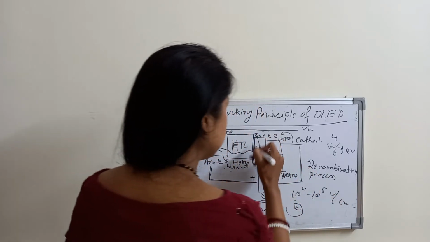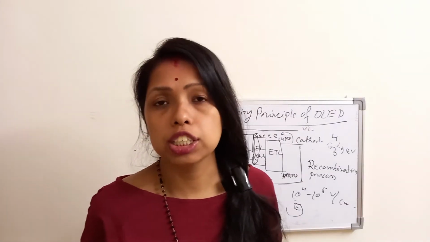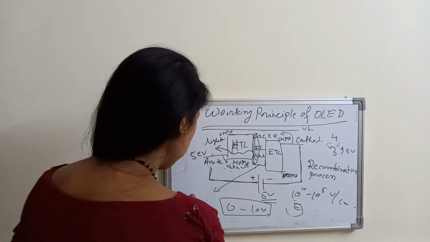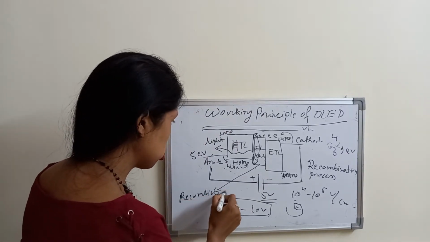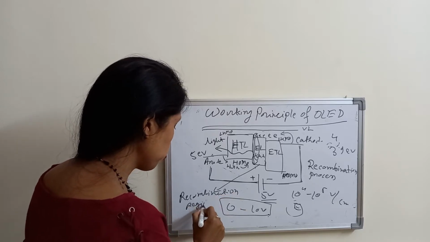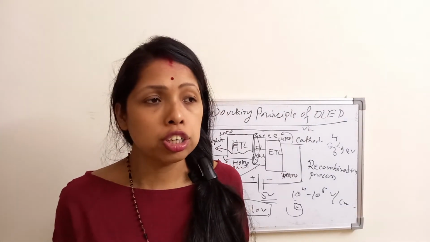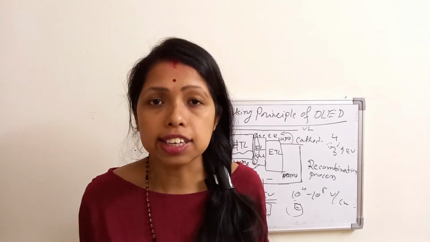This zone where the electron and hole recombine is called the recombination region. Right. So the process is again defined as a radiative recombination process, because due to the recombination we are getting the radiation, or light.